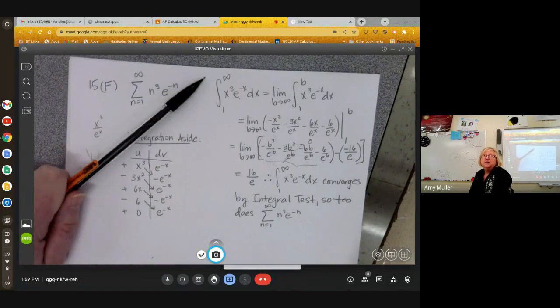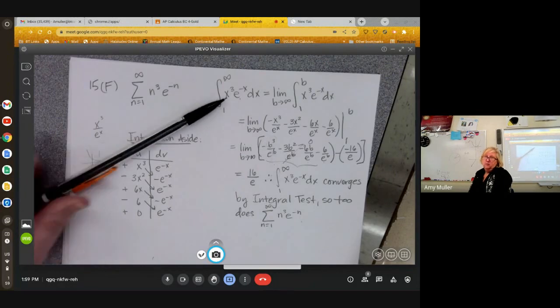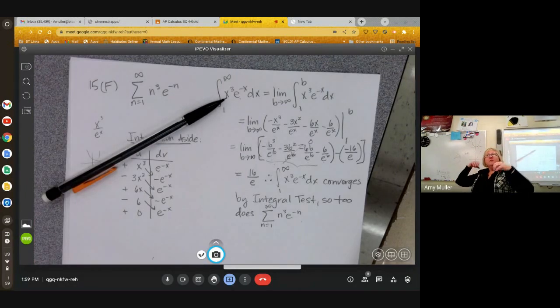It's improper because I can't have an infinity on my upper limit of integration because it's not a definite integral, because I don't have a definite starting point and a definite ending point. It's not definite. It's improper.